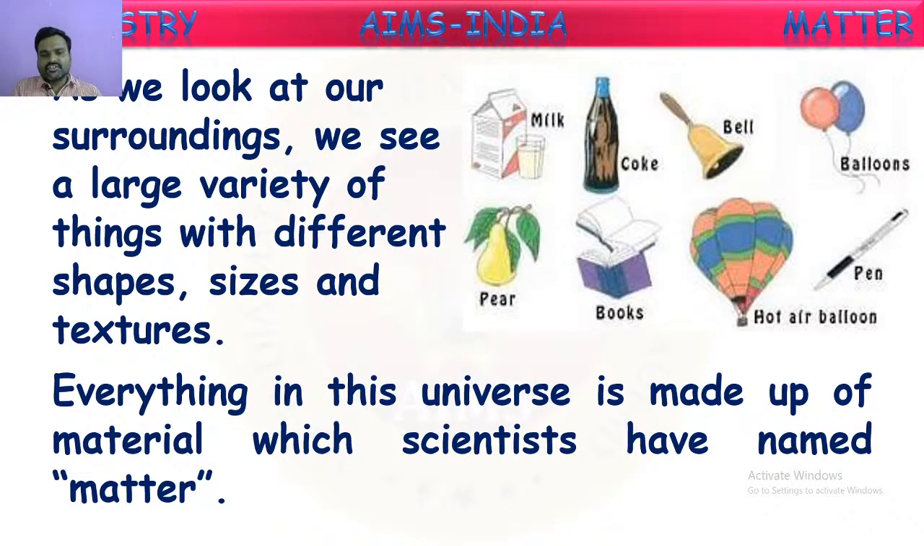Everything in this universe is made up of materials which scientists have named as matter. So, to say clearly, everything in the universe is one of these two. One is matter, the second one is energy. In this chemistry session, we are going to discuss about matter. In chemistry, we are going to discuss completely about the matter and its forms and the composition of matter, the elements, molecules, and their reactions. These all we study in chemistry subject.